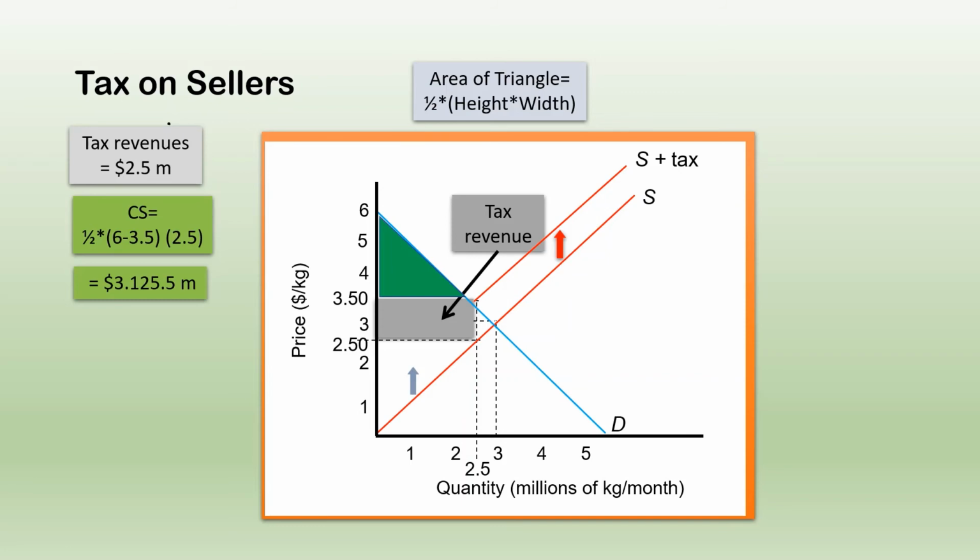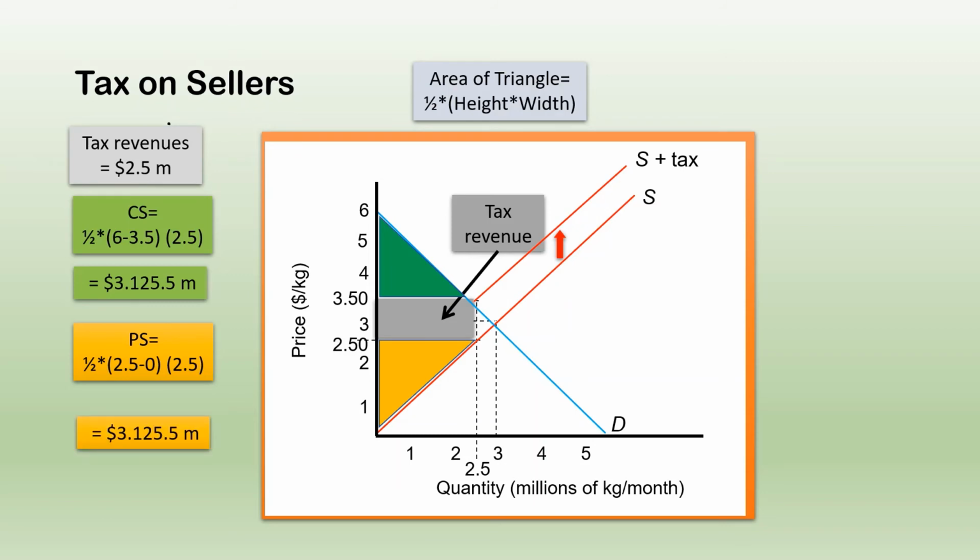And what about the producer surplus? Producer surplus is also going to decrease, because the producer has to pay a tax of $1. So in that case, the producer surplus can be the area of this yellow triangle, and again we can calculate the area by using the same triangle area formula. And here for the producer surplus, the height of this triangle is equal to 2.5, and the width is equal to the quantity traded in this market.